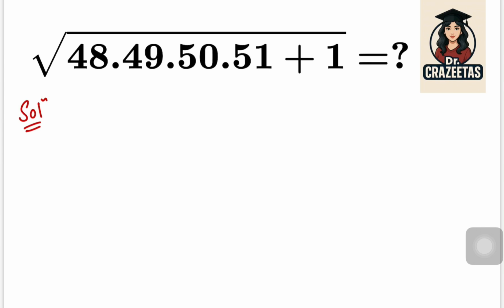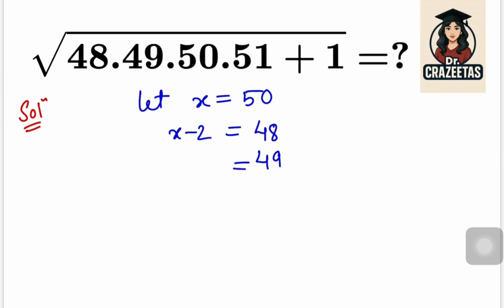So here I'm taking, let x equal 50. So when 50 is x, 48 is less than 50 by 2, so I can write x minus 2. For 49 what can we write? x minus 1. And for 51 it is x plus 1.